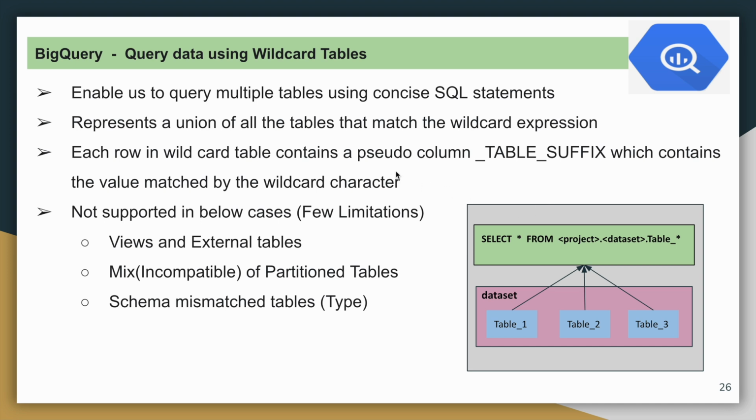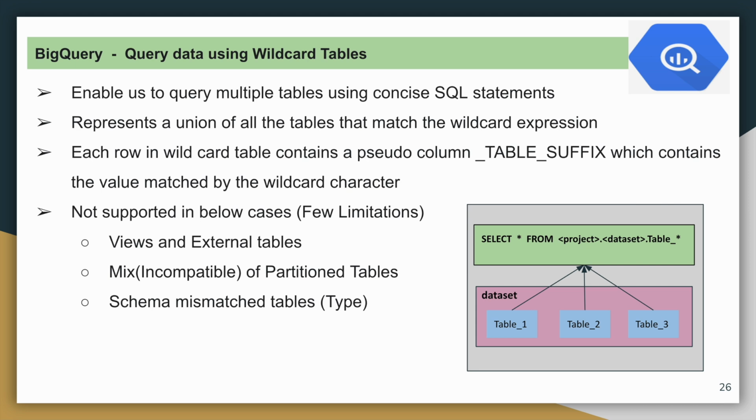Okay. And also this wildcard table is providing a pseudo column. Each row will consist of this particular pseudo column, table underscore suffix. So, this pseudo column will hold the list of wildcard characters, in this case 1 to 30, right. So, you can use this pseudo column while filtering these wildcard tables.